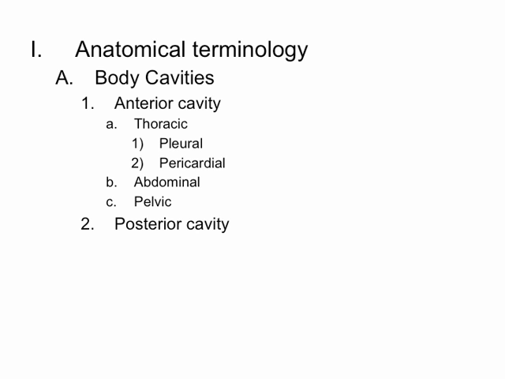The posterior cavity then is broken down into a couple cavities as well. The cranial cavity is the first of those. The major organ that you're going to find inside of the cranial cavity would be the brain, and then the vertebral cavity as well. The major organ that you'll find inside of the vertebral cavity is the spinal cord.